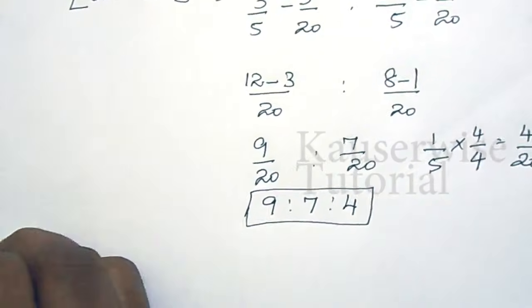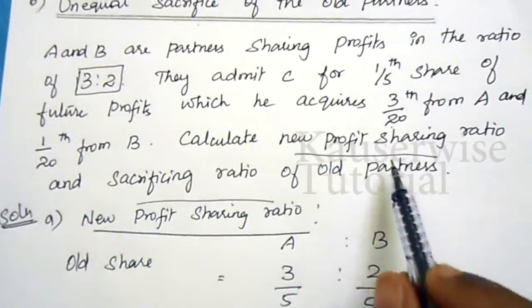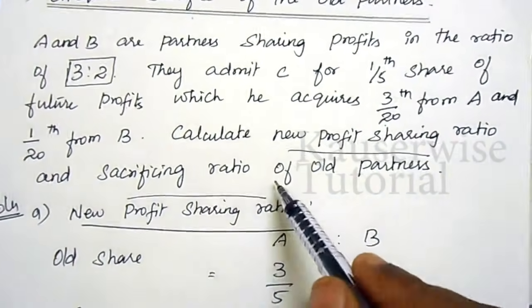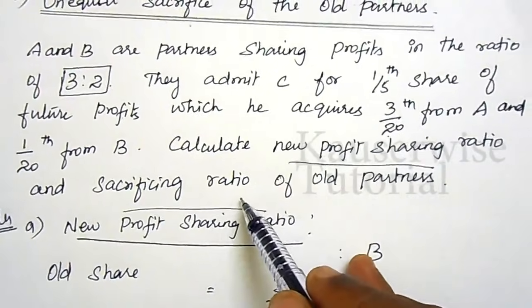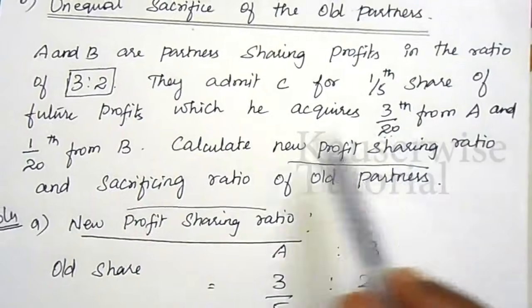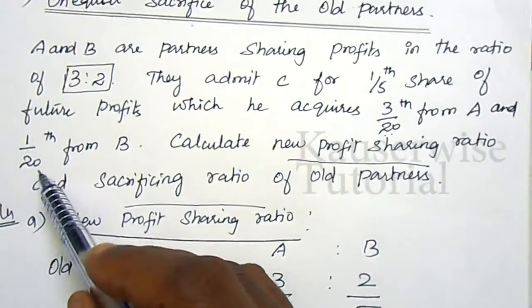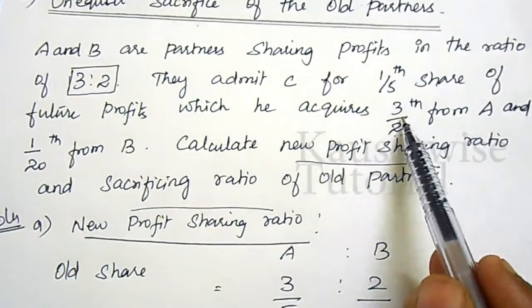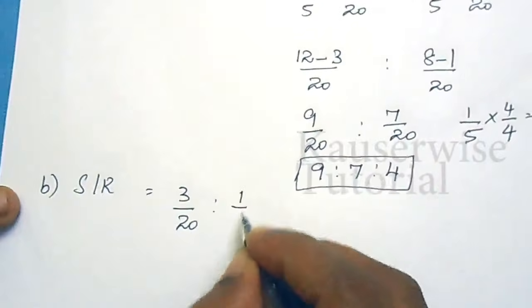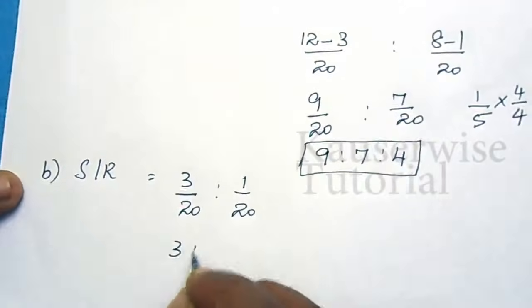Now we need to calculate sacrifice ratio. We have calculated new profit sharing ratio. Now we need to calculate sacrificing ratio. So sacrificing ratio is given in the problem itself. A sacrificed 3 by 20 and B sacrificed 1 by 20. So the sacrificing ratio is 3:1.